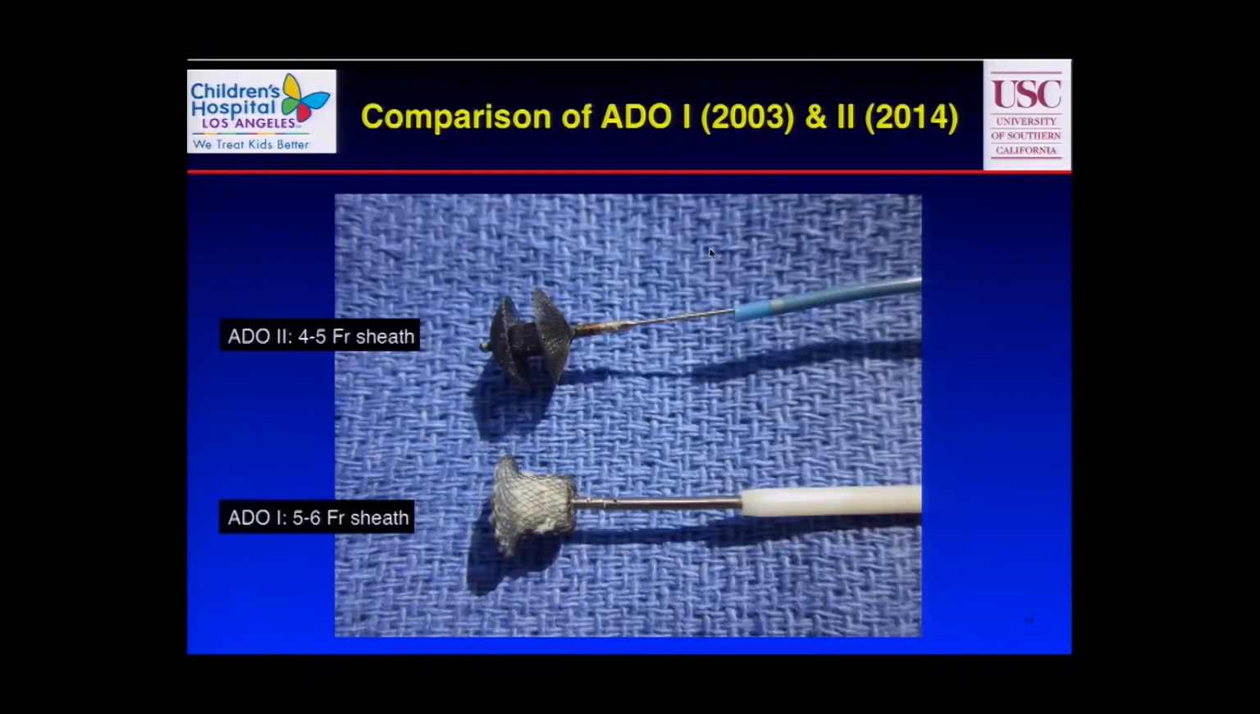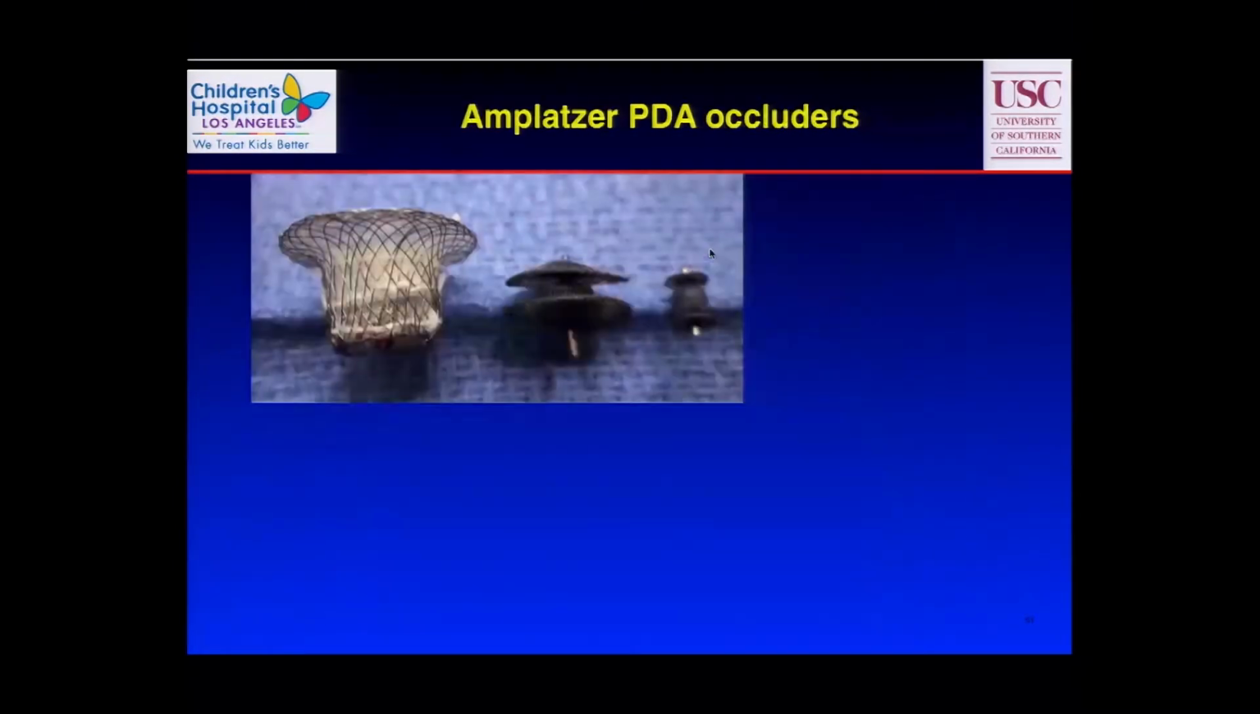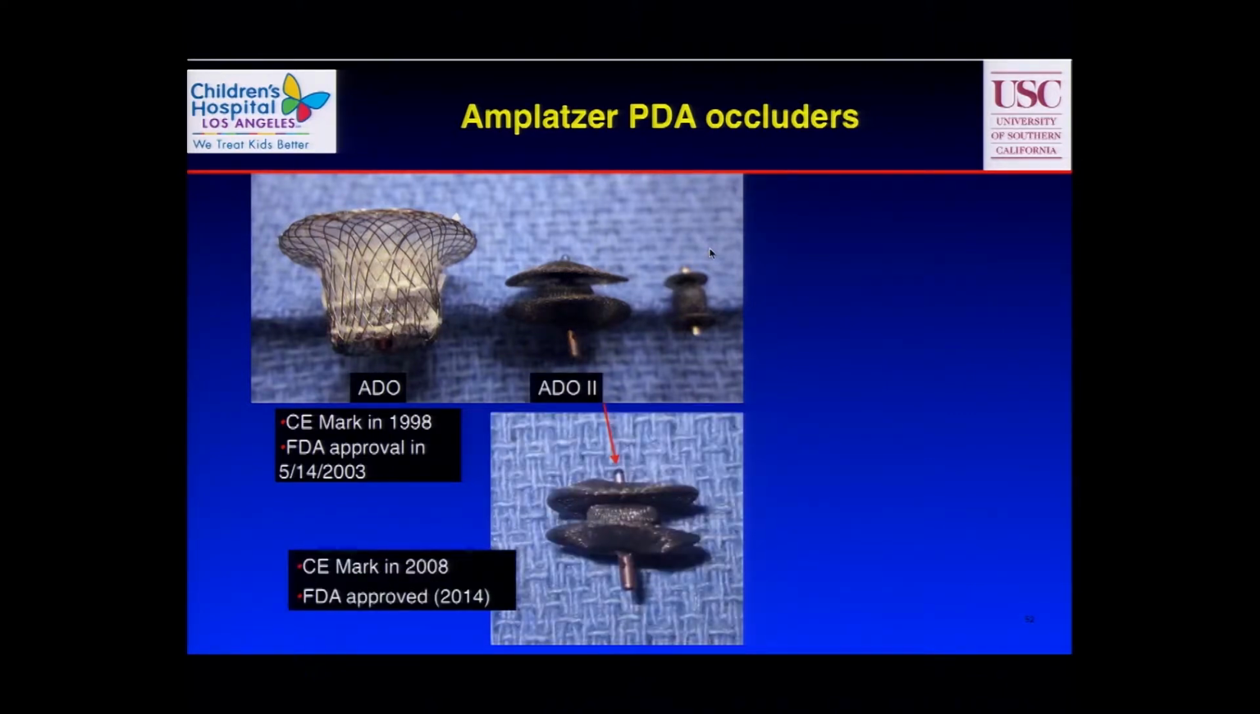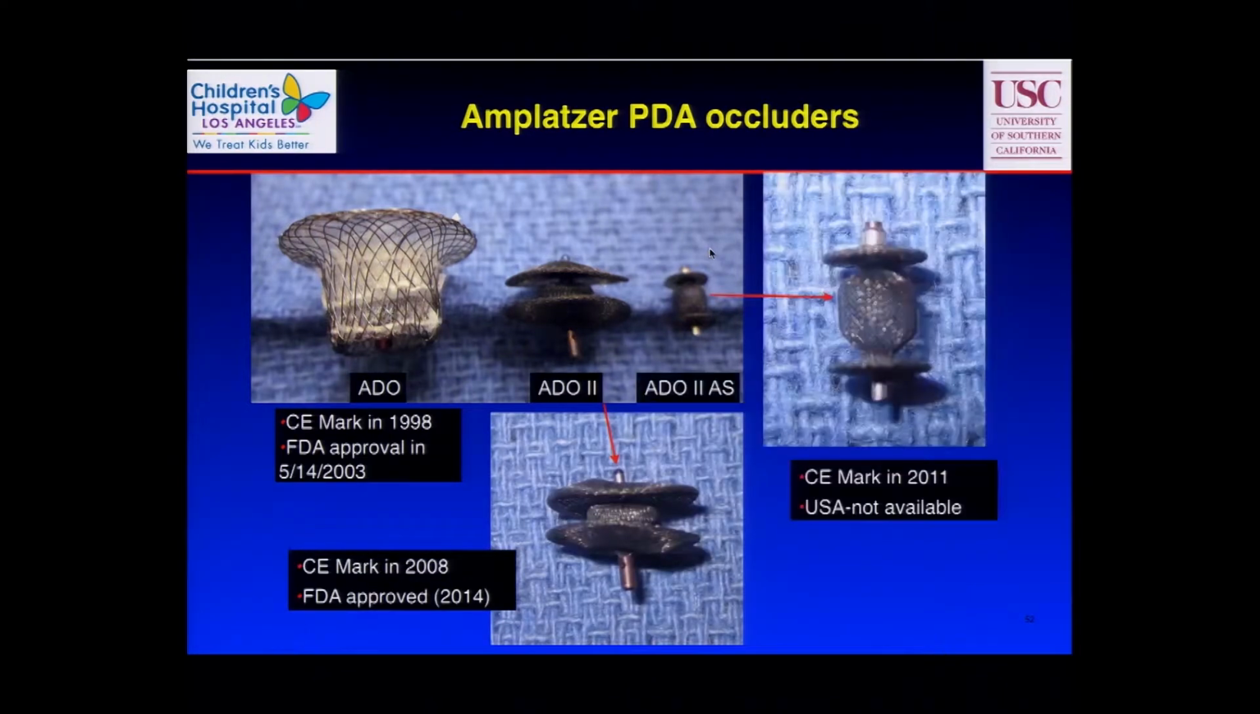Now, of course, the ADO2 device came along in 2014. You see the difference. They made it a smaller delivery system and much easier to use in smaller children. So here are some of the Amplatzer occluders, the different generations. That's the original one, the ADO in 2003, the ADO2 became approved in 2014, and then the ADO2 additional size, or AS, that's available in Europe but still not available in the US.